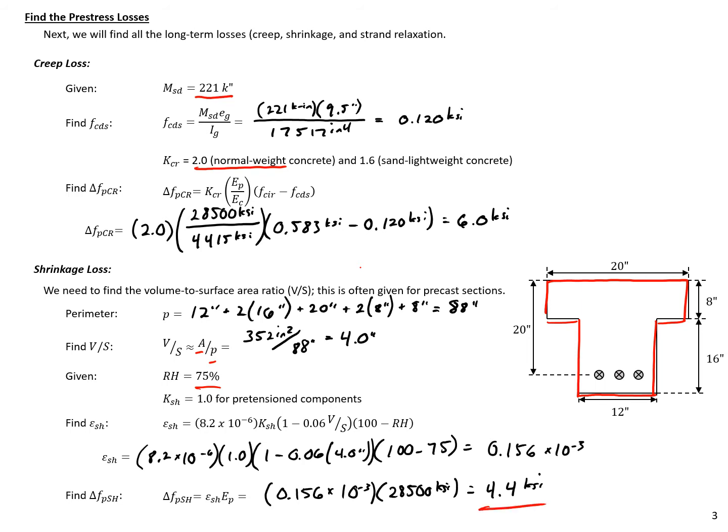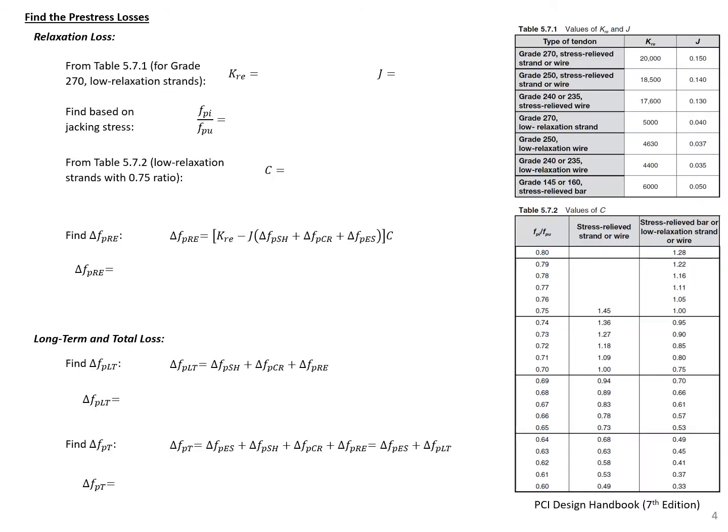So this is our loss due to shrinkage and our pre-stress loss due to creep. Our next step is to find our relaxation loss. To do this, we'll use two different tables that are provided in the PCI Design Handbook. First, we have our strand type, which is grade 270 low relaxation strands. This is the type of strand that will typically be used today. So our K relaxation is going to be equal to 5,000 PSI or 5 KSI.